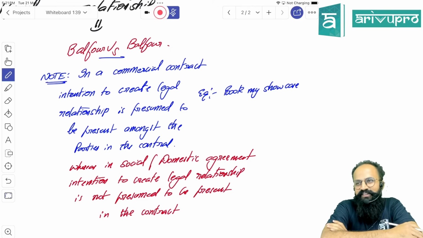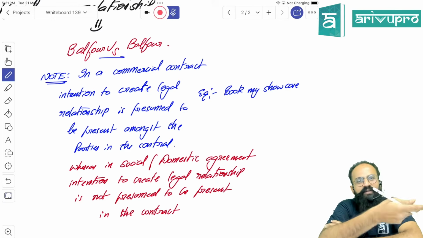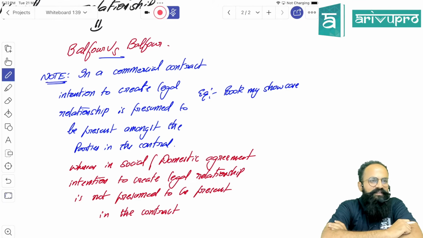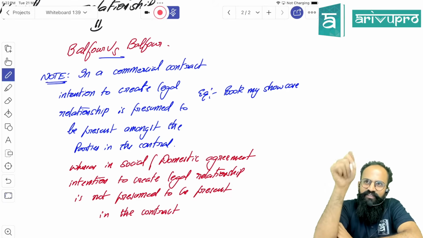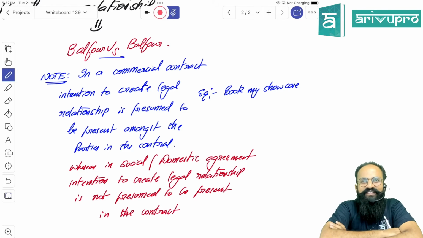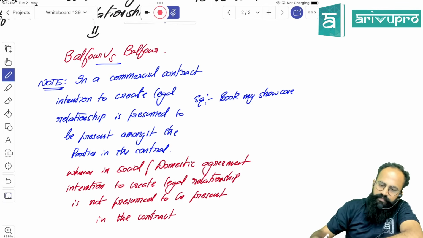Balfour versus Balfour. Sir, it is actually Mr. Balfour versus Mrs. Balfour. It is husband versus wife. You can search on YouTube and all. See here, this arrow is there, here it is not there. Understood? Yes, sir. Okay.